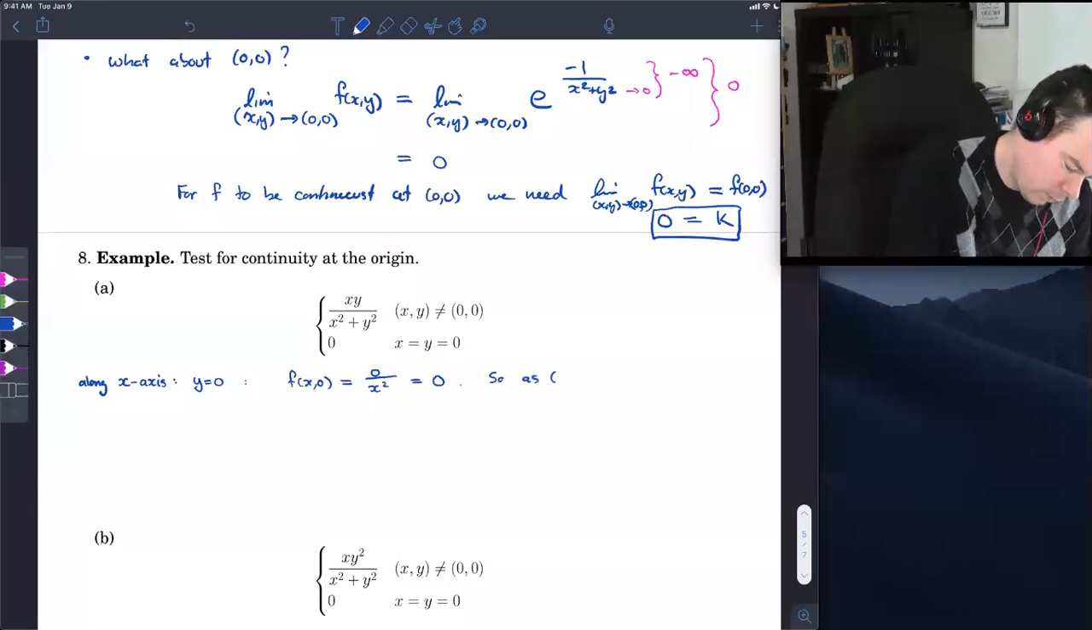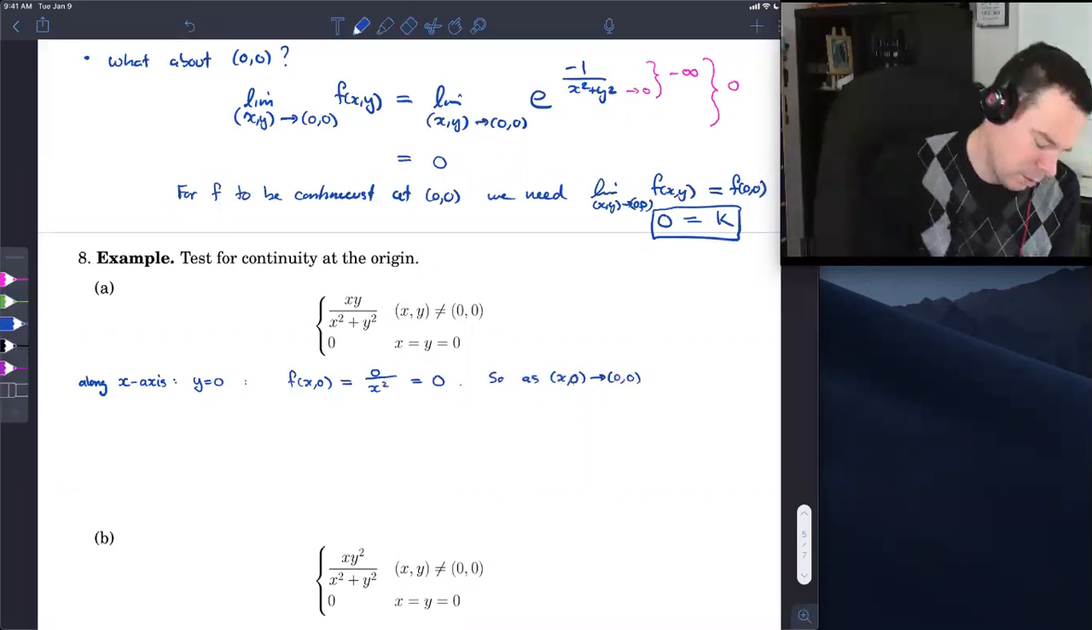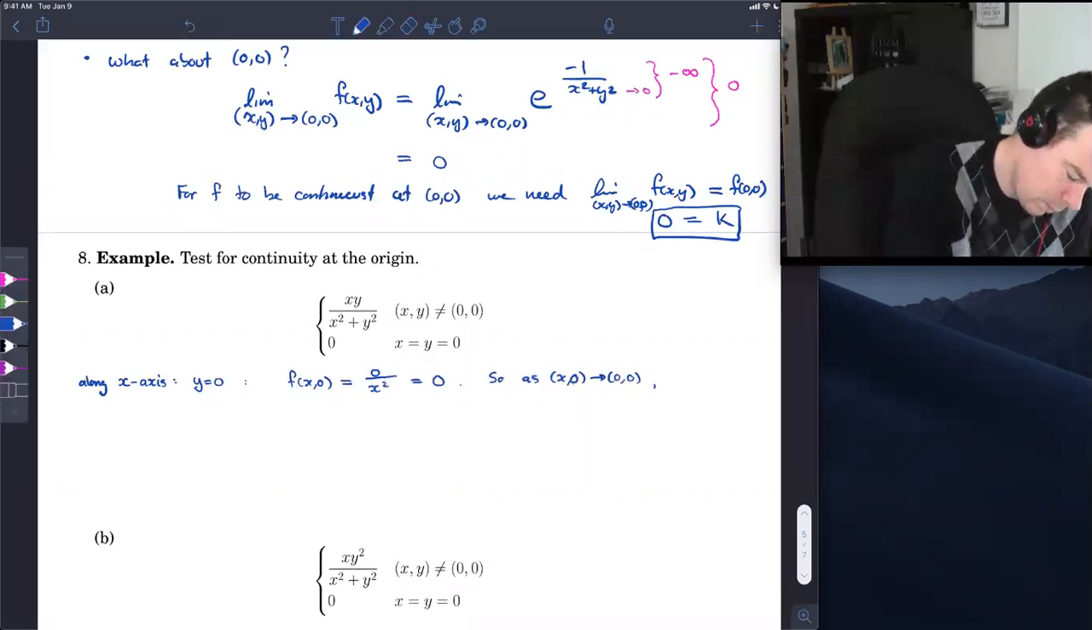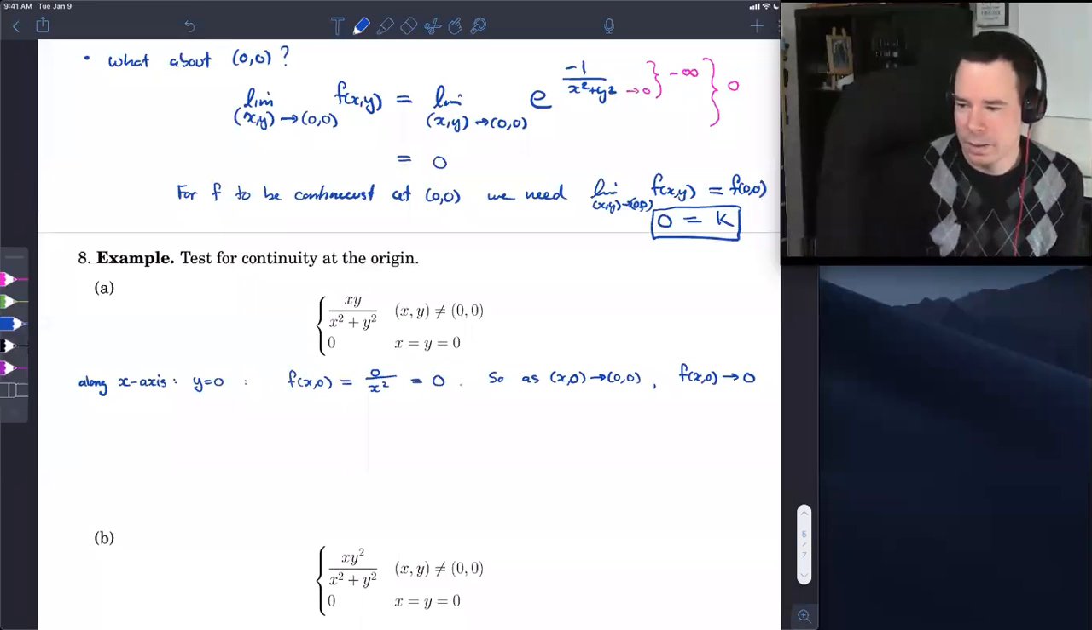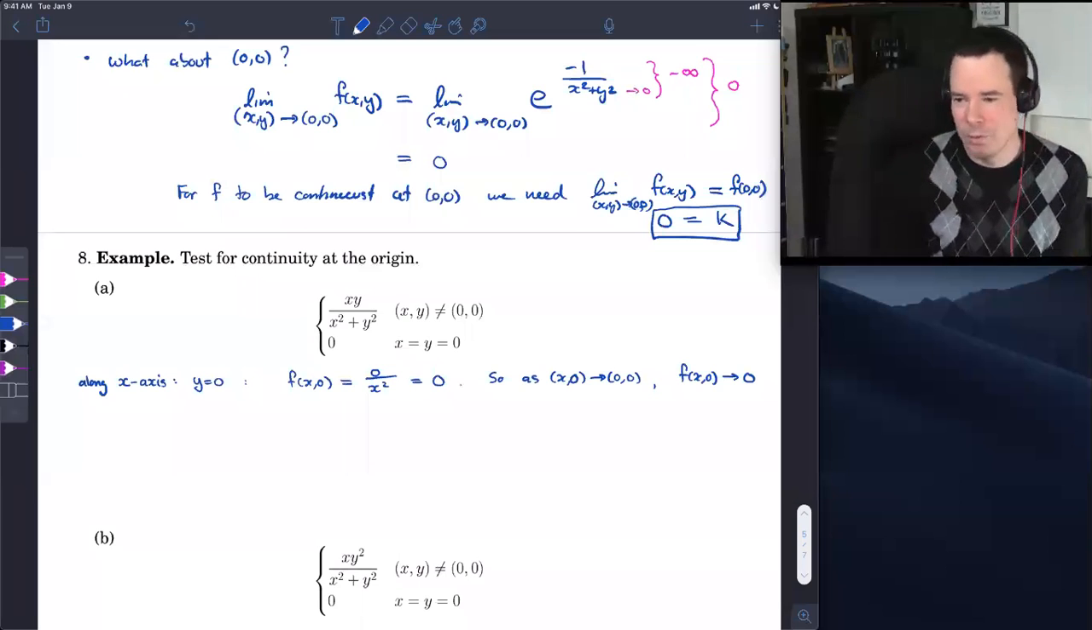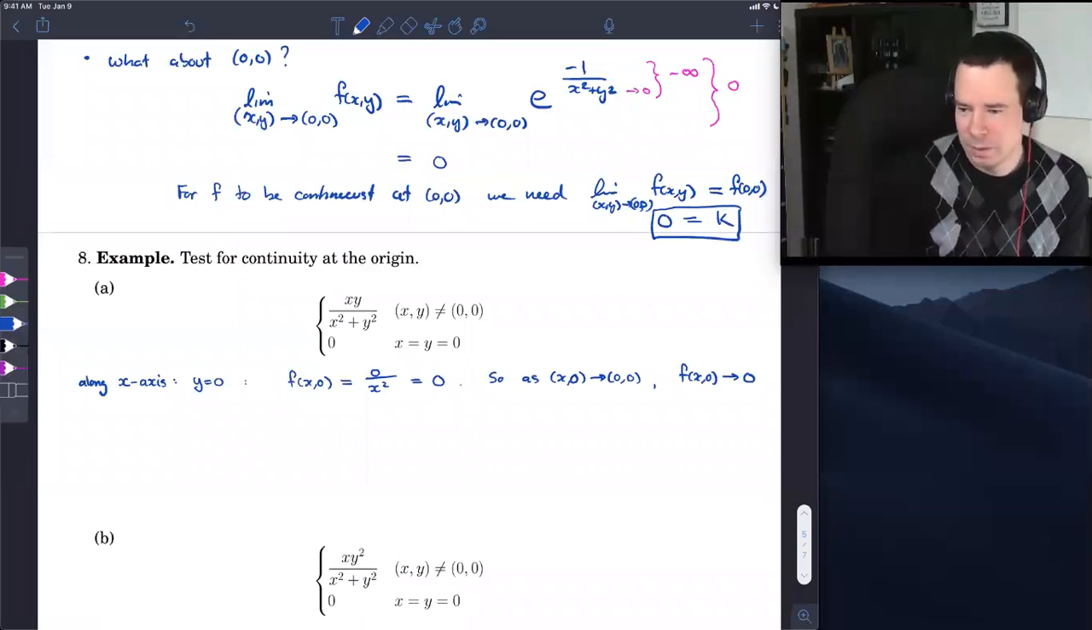So as (x, y) goes to (0, 0), maybe I'll remove the y and just continue talking about along the x-axis. So as (x, 0) goes to (0, 0), f of (x, 0) goes to 0. As I go along the x-axis, my function value is approaching 0. In fact, my function value is 0, but that doesn't make it any less truthful that the function values are going to 0. They're actually already there. Okay, so along the x-axis, our function's going to 0.